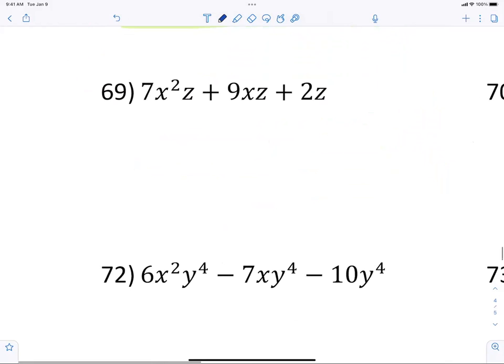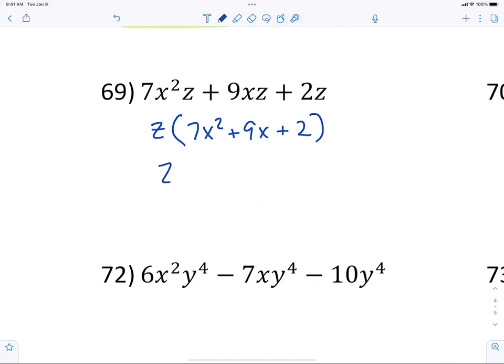All right, somebody help me. What's common with 69? Sorry, z. So what's left? There you have it. Now this one, you should be saying, I think this one's easy because there's only one way to make 7 and one way to make 2.